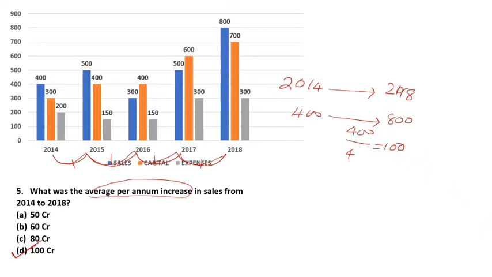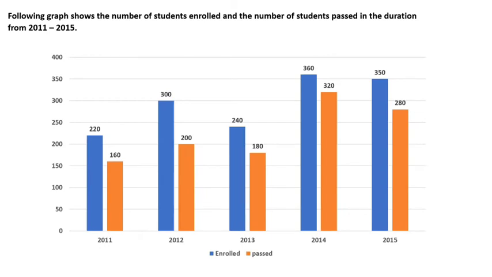So the next question is about a new graph. Again, it's a multiple bar diagram. Blue indicates the enrolled students and orange indicates the number of students passed in 2011, 2012, 2013, 2014 and 2015, 5 years. The following graph shows the number of students enrolled and the number of students passed during 2011 to 2015.